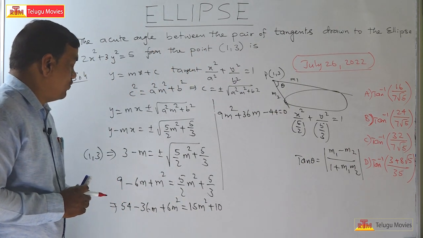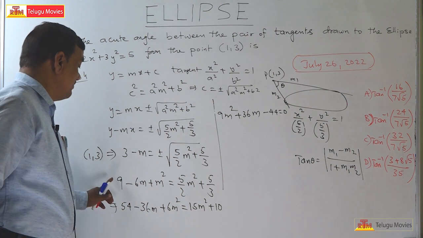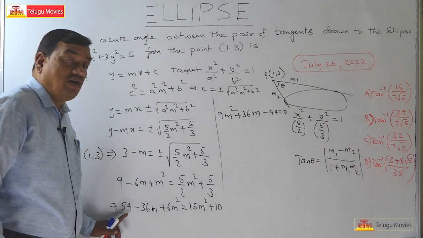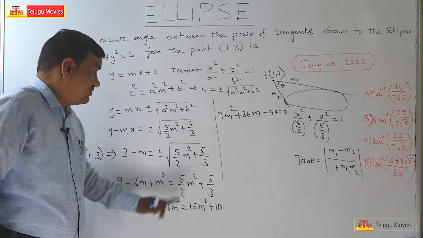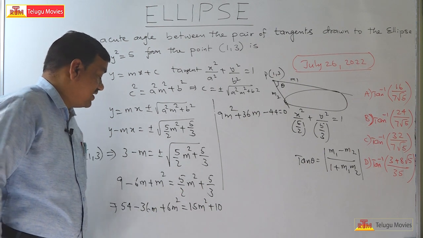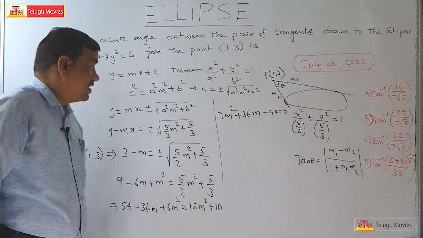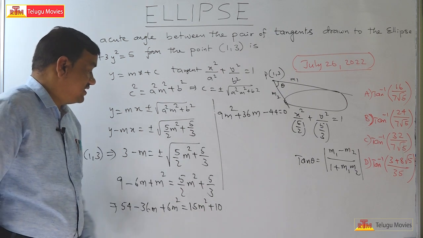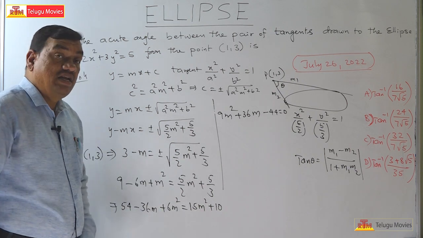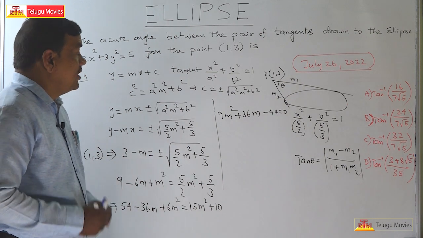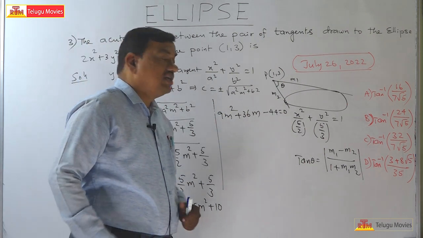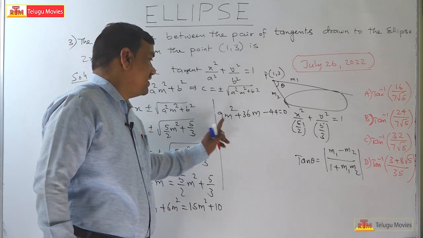Once again I am checking. So I am multiplying with the 6. 6 nines are 54, 6 sixes are 36, 6m square. So 3 fives are 15m square, 2 fives are 10. So this is 9m square plus 36m. 10 minus 54, that is equal to minus 44. Right, any more cancellations? Nothing will be there. Here 44 is there, here 9 is there.